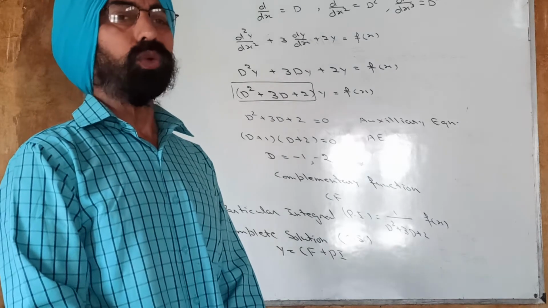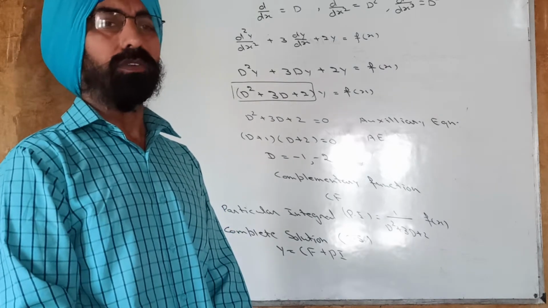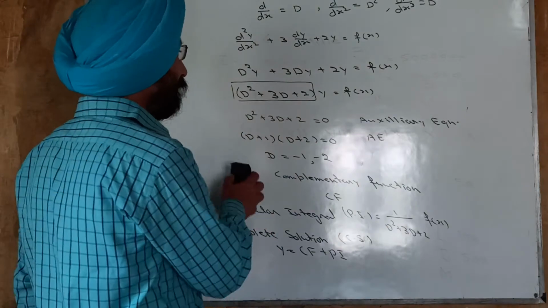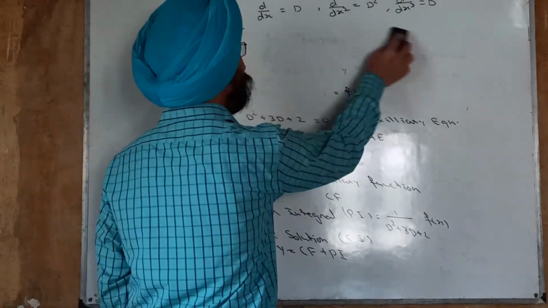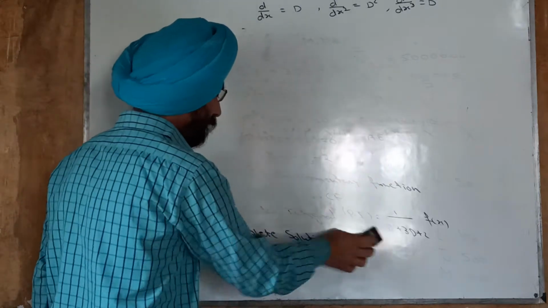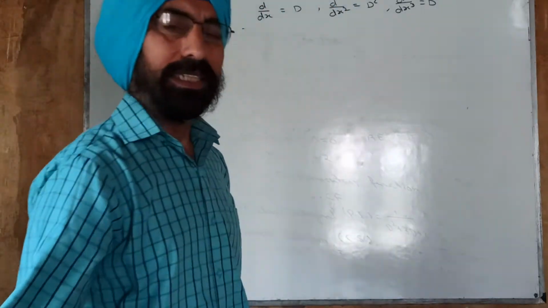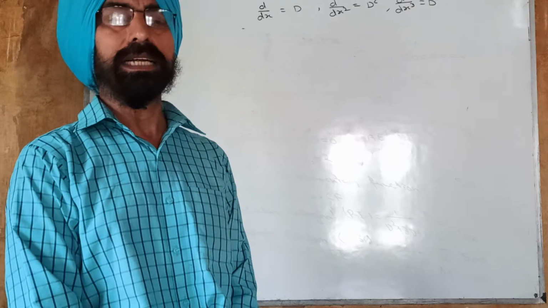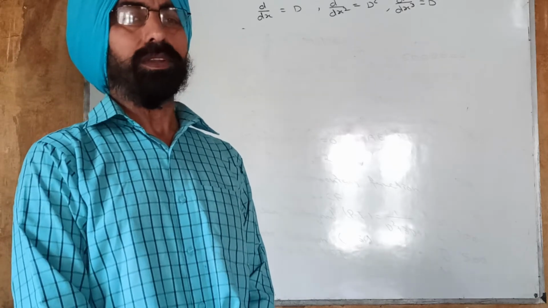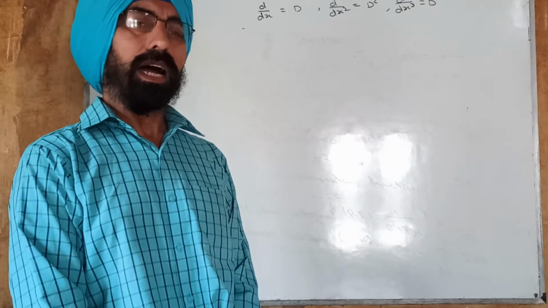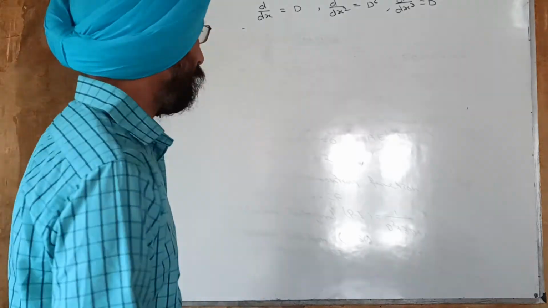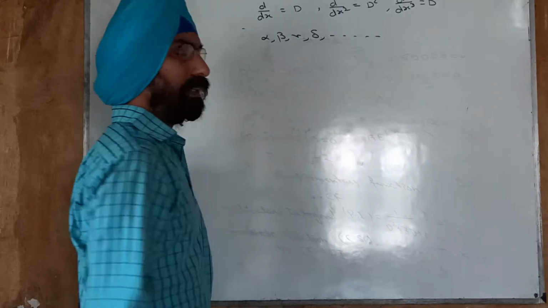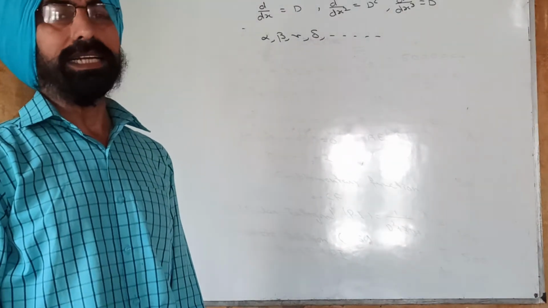First we will learn how to find CF, that means the complementary function of a differential equation given in this form. Suppose I have some linear differential equation with constant coefficients. I obtain the auxiliary equation and then the roots of the auxiliary equation. Now, depending on the nature of the roots of the auxiliary equation, how will CF look? Suppose alpha, beta, gamma, delta and so on are the roots of the auxiliary equation.